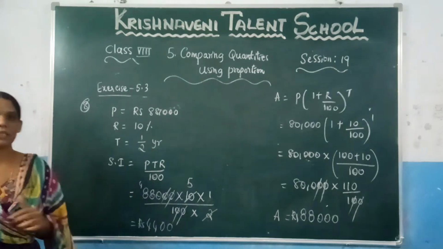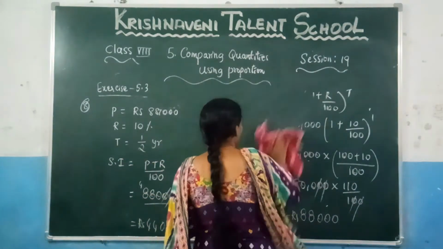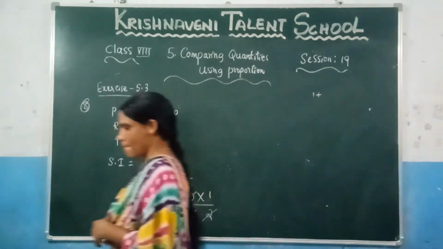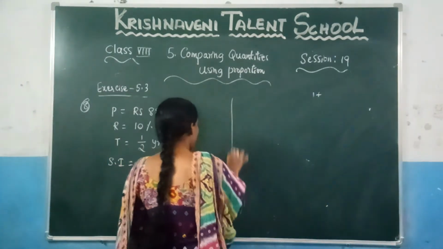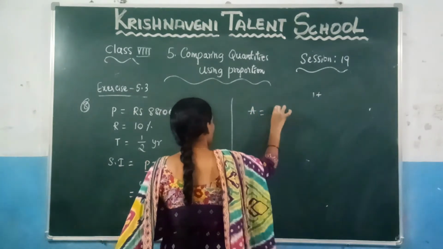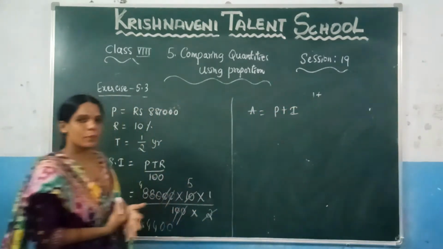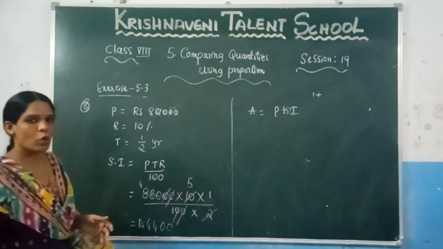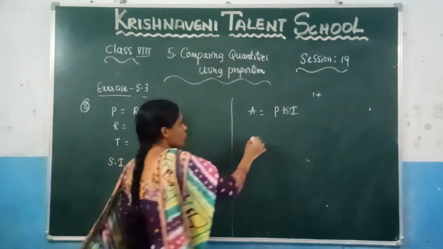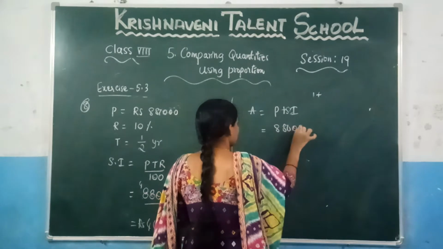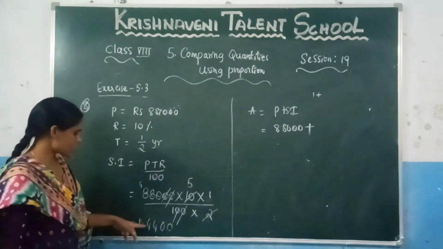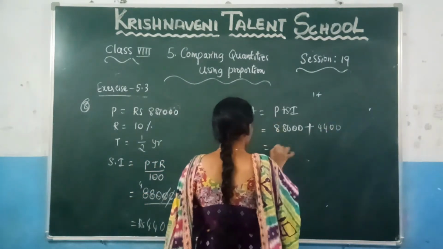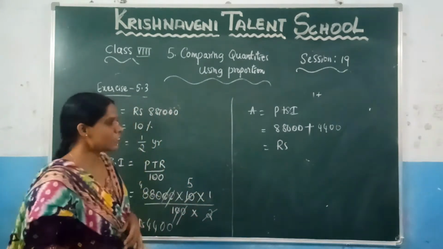Since we need to calculate here the amount, so let us find the amount. What should be the amount? You know that you can calculate the amount in simple interest by using the formula principal plus interest. What is the principal amount, which is 88,000? So you can write it here 88,000. And what is the simple interest? 4,400. So you can write it here 4,400.